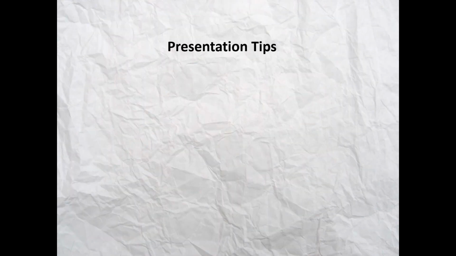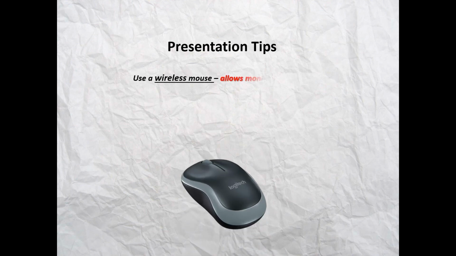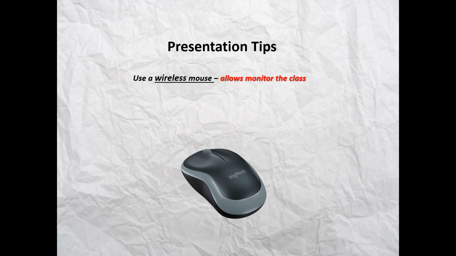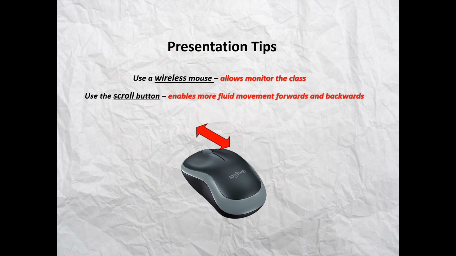Now, when teachers are using the presentations, here's some tips. First of all, use a wireless mouse. This allows you to move around the room and monitor the class very effectively and improves their productivity and behaviour. Also, use the scroll button, as each lesson has on average more than 1,000 animations, and it allows you to move fluidly through the presentation and backwards to redraw lines whenever you need to.